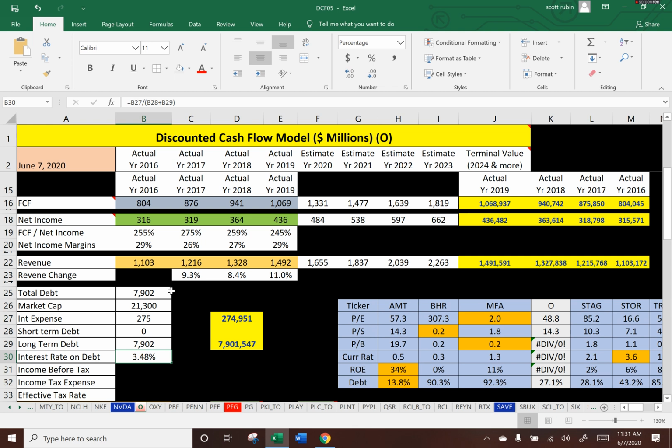So they pay 3.5% interest on the debt. So the discount rate is a combination of how much you pay for equity and how much you pay for debt. Pretty much how you finance the business. Like your home, you financed it through the bank. The bank gave you the money to get the home.